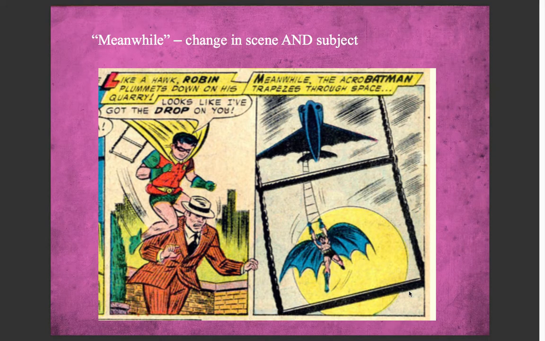Okay. Now, meanwhile, it's a change in scene and subject. And this is our third scene-to-scene transition type. "Like a hawk, Robin plummets down in his quarry. It looks like I've got the drop on you." "Meanwhile, the acro Batman trapezes through space." So it's a change in scene and subject. We're going across town. Or maybe even just across the scene a little bit, like in this one.